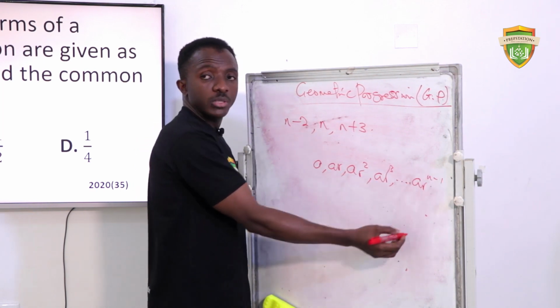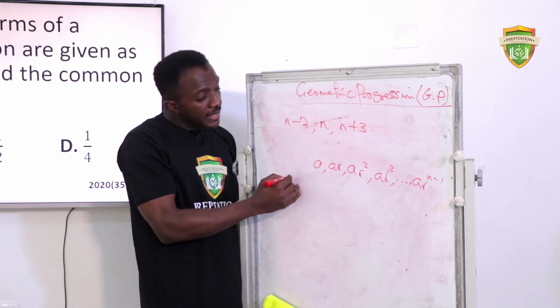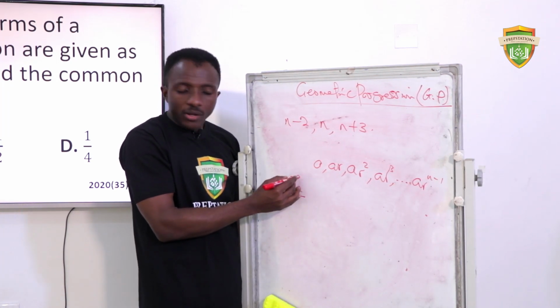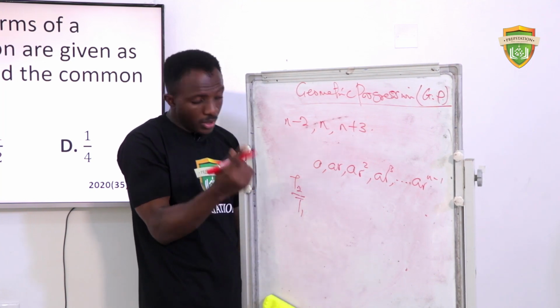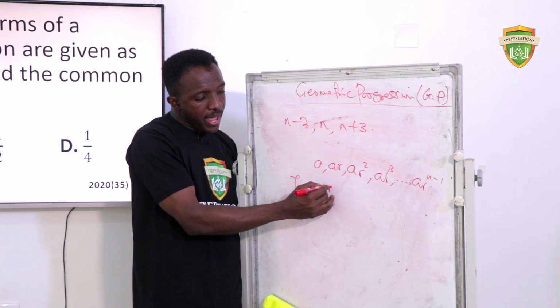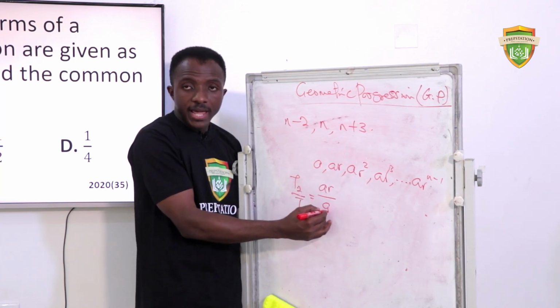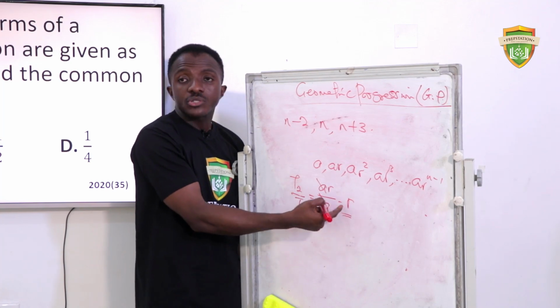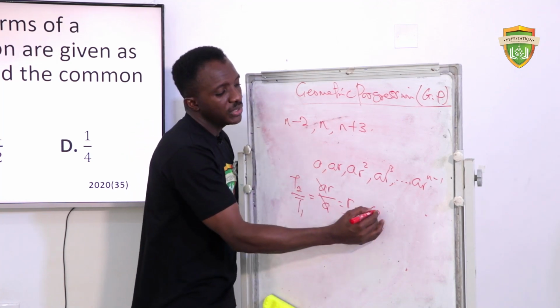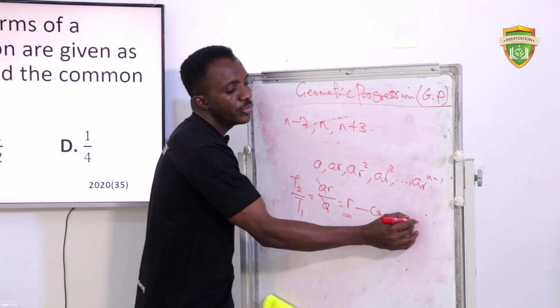AR raised by n minus 1. Now, if we divide the second term by the first term, we're going to get a common ratio. Now look at this. What's the second term? AR. What's the first term? A. A would cancel A, leaving us with R. This R is called the common ratio. What did I say? The common ratio.